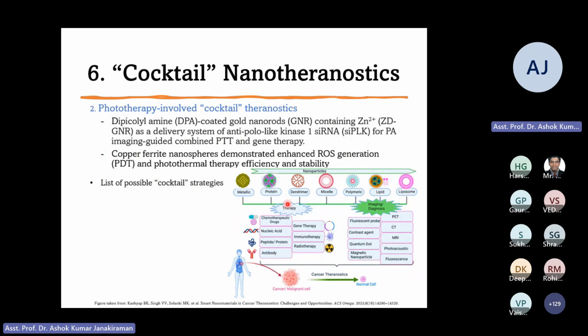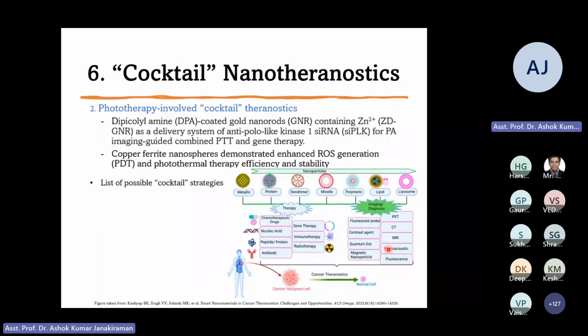Lipids and liposomes may be used for therapy purposes like chemotherapeutic drugs, nucleic acids, peptides, antibodies, gene therapy, immunotherapy, or radiotherapy. So we have different therapies through the nanoparticles, as well as imaging diagnosis like PET, then computed tomography, MRI, magnetic resonance imaging, and photoacoustic and fluorescence. These are all considered imaging and diagnosing tools.